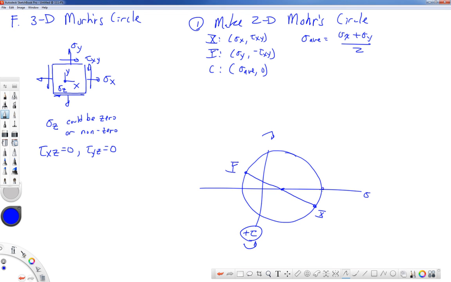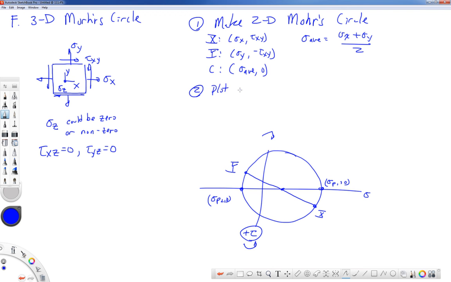We know that this point and this point are sigma p1 comma 0 and sigma p2 comma 0, which I'm going to call the first and second principal stresses. And we get that by the usual way. We find the radius of the circle, and then we take the average plus and minus the radius to get to those values. Now, here's what we do to make a 3D Mohr circle. And again, this only works for a state of plane stress or generalized plane stress.